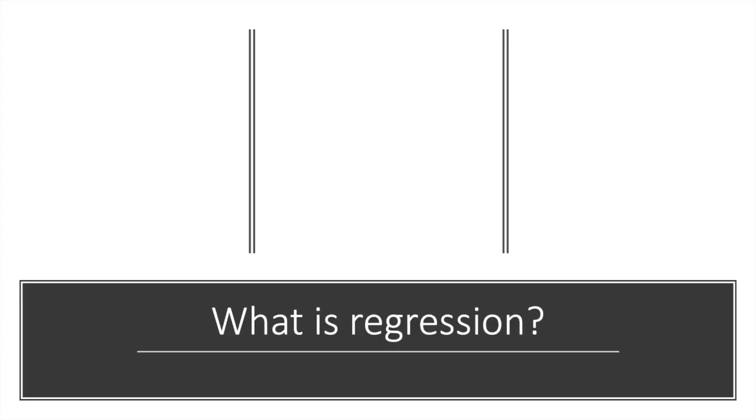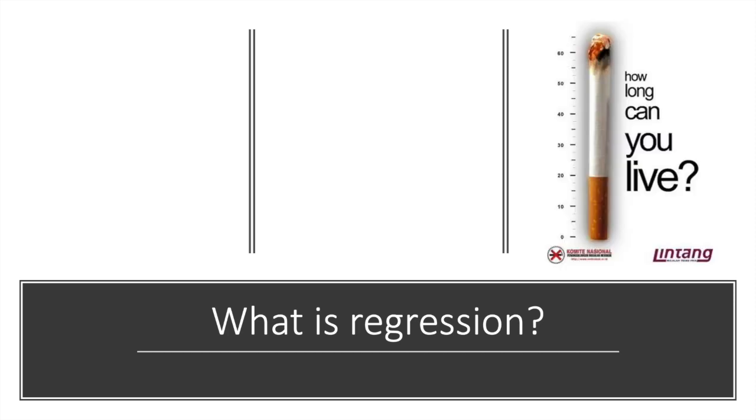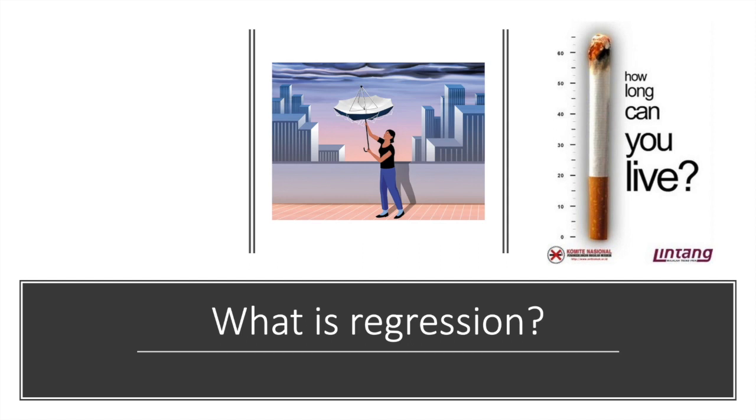Regression is a very simple concept. You want to predict one set of numbers given another set of numbers. For example, you might want to predict how long a person will live given their smoking habits. Or, for example, meteorologists might want to predict the next day's temperature given the previous day's temperature.